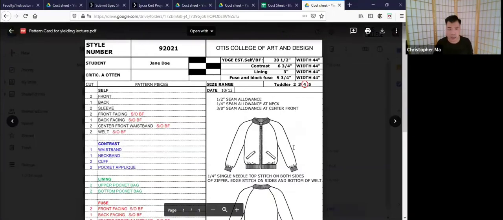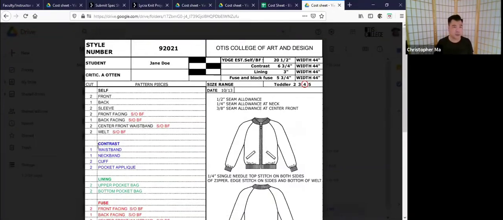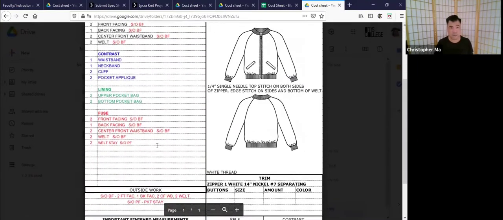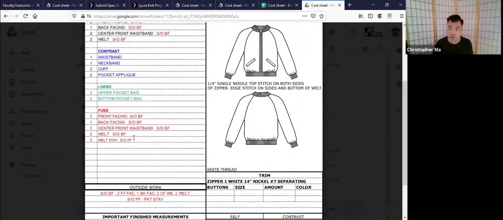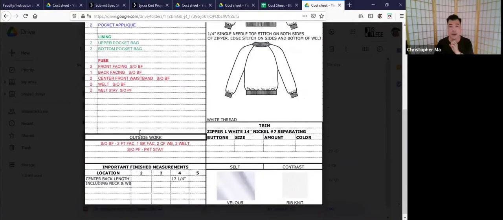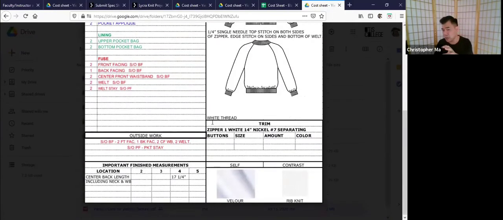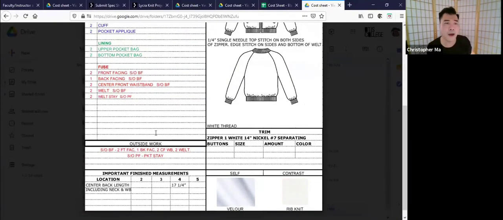It's listed as self, contrast, and lining, and then your fusible. It's all listed on the pattern card, so you will know how many pieces to pull when you do your yielding. This is to double check you don't miss any patterns. Sometimes you have the zipper information here, so that's also for you to reference. If it happens on the pattern card, it needs to happen on the cost sheet also, so this is for cross-reference. Make sure you don't forget this material or this trim.